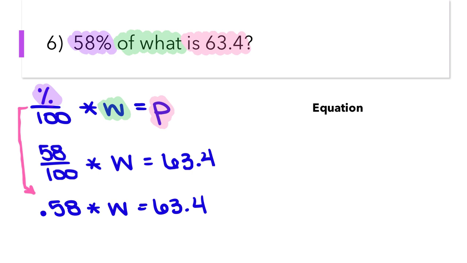You divide. So 63.4 is going to be divided by the 0.58. And if we want to be technical, both sides do. And we find out that the whole is equal to 63.4 divided by 0.58. And you're going to round it, because if you don't round it, you didn't read the directions.